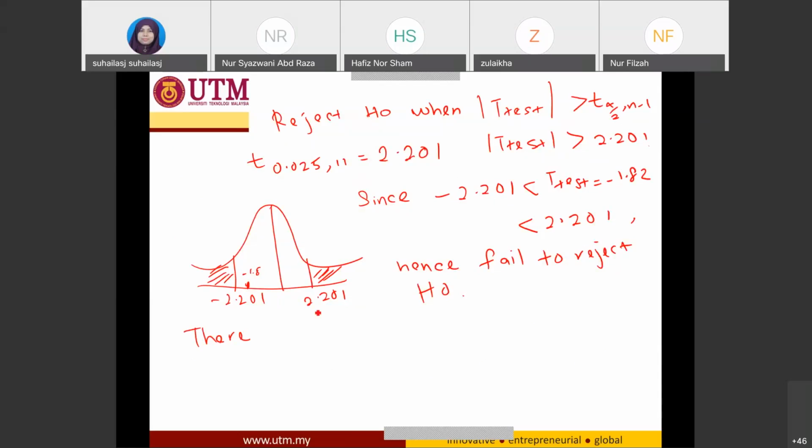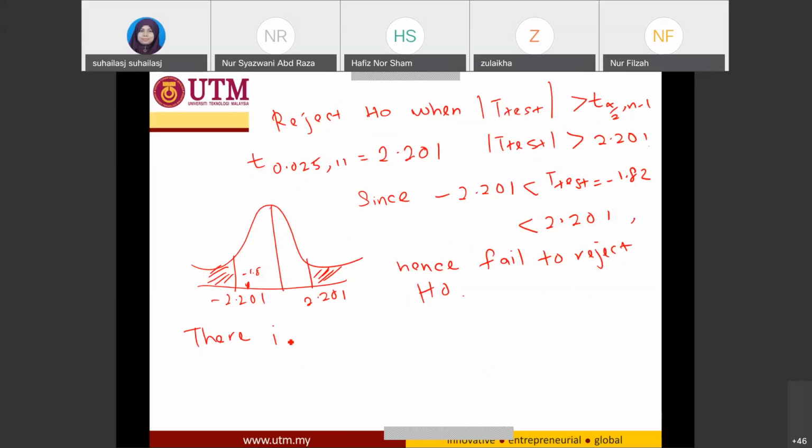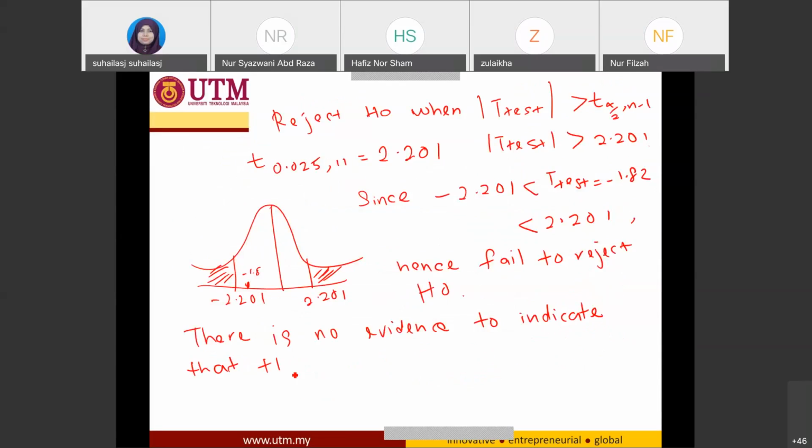Say we fail to reject H0. Fail to reject H0 means your mu is equal to 100. You can say that there is no evidence to indicate, or to show, or to support that the mean weight per package is not equal to 100.